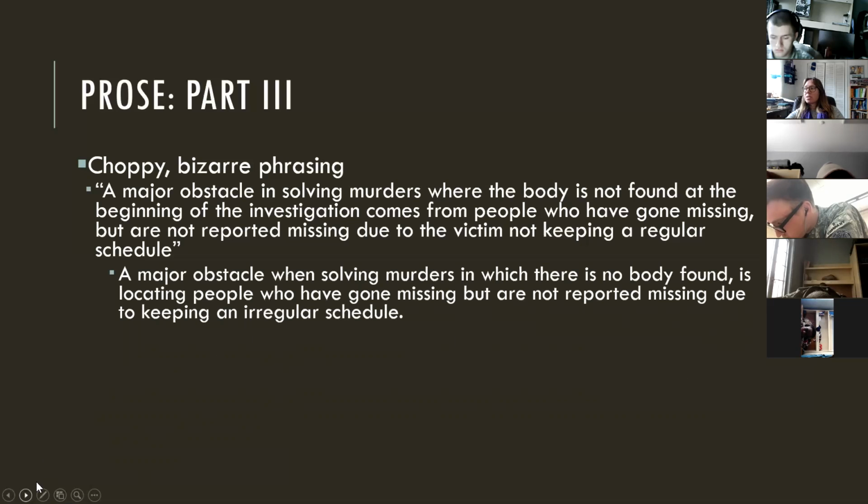A way that I fixed it was: "A major obstacle when solving murders in which there is no body found is locating people who have gone missing but are not reported missing due to keeping an irregular schedule." So you see how there's hardly any punctuation in here, and this could have been split into 2 sentences. I took out a lot of words and just added a comma. You could also have turned that into 2 sentences.